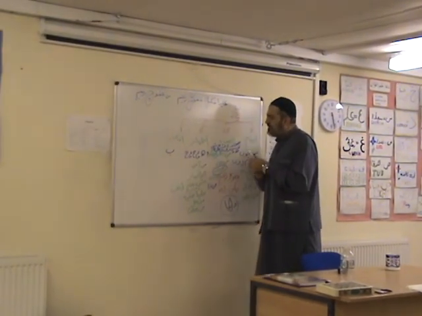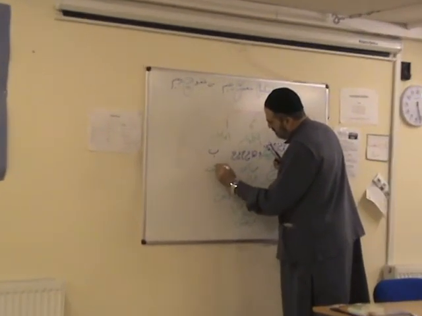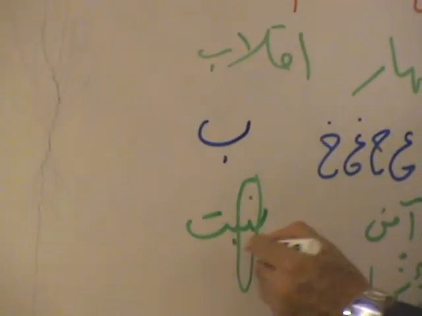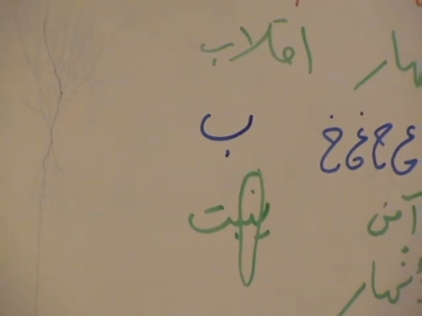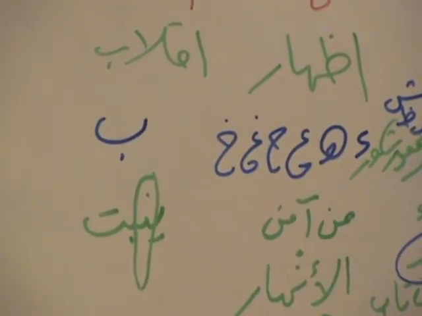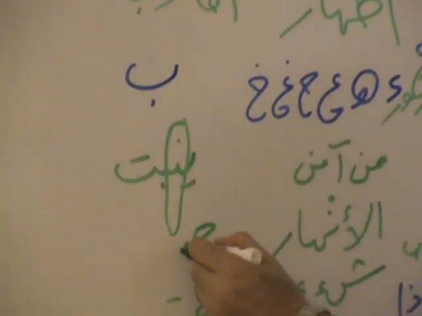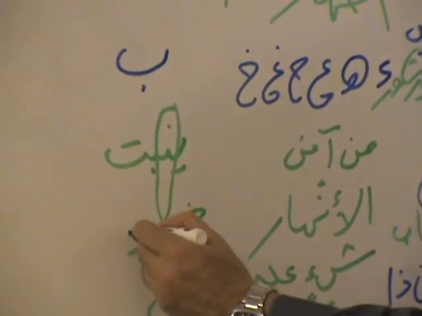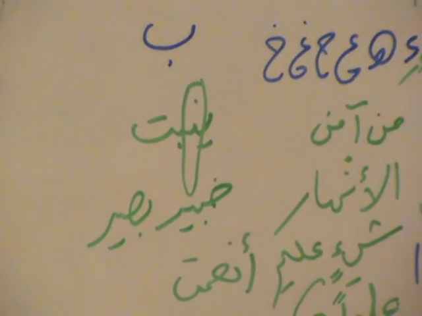When you have yumbitu, noon sakina, after it there's ba. What do you say? Yumbitu. We change the whole noon to meem. Yumbitu. Okay? خبير بصير. خبير با. خبير.